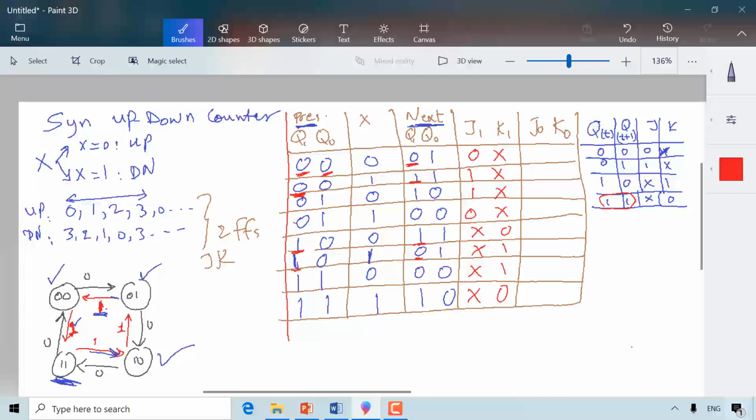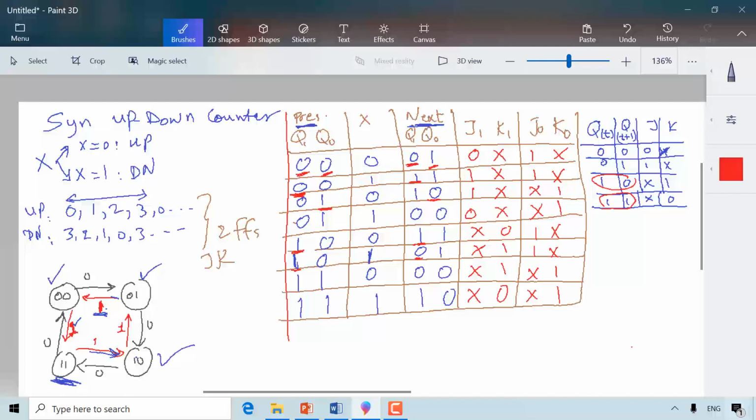So for Q0, present state is 0, next state is 1, so it's 1x, 1x. Similar for the next one, 1x. And here the present state is 1, next state is 0, so x1, x1, similar x1. We are almost copying the next four as the previous four. The patterns are similar, so for saving time, I'm doing it quickly here.